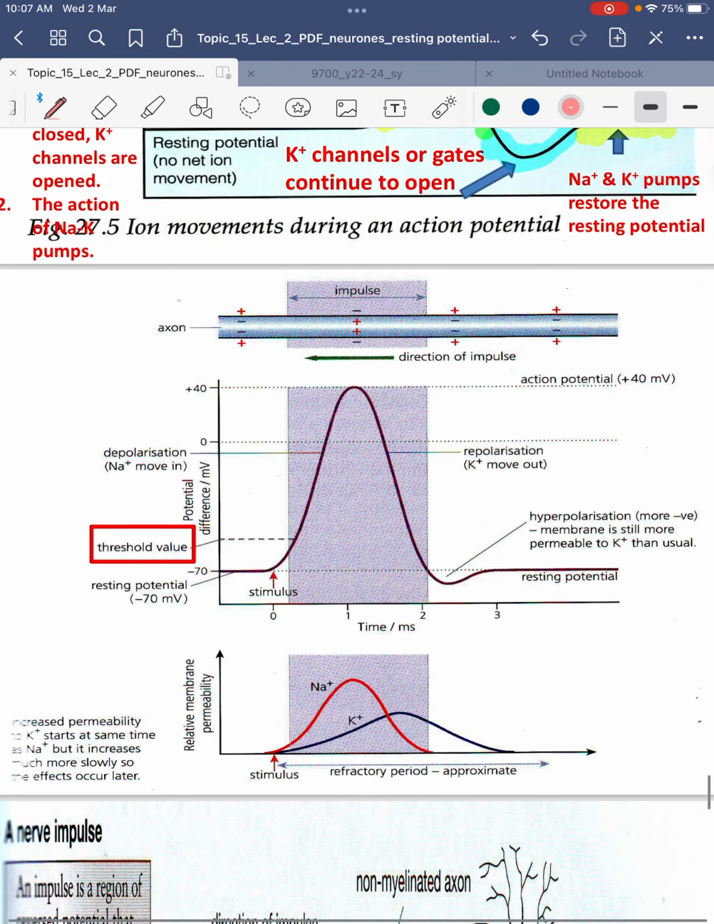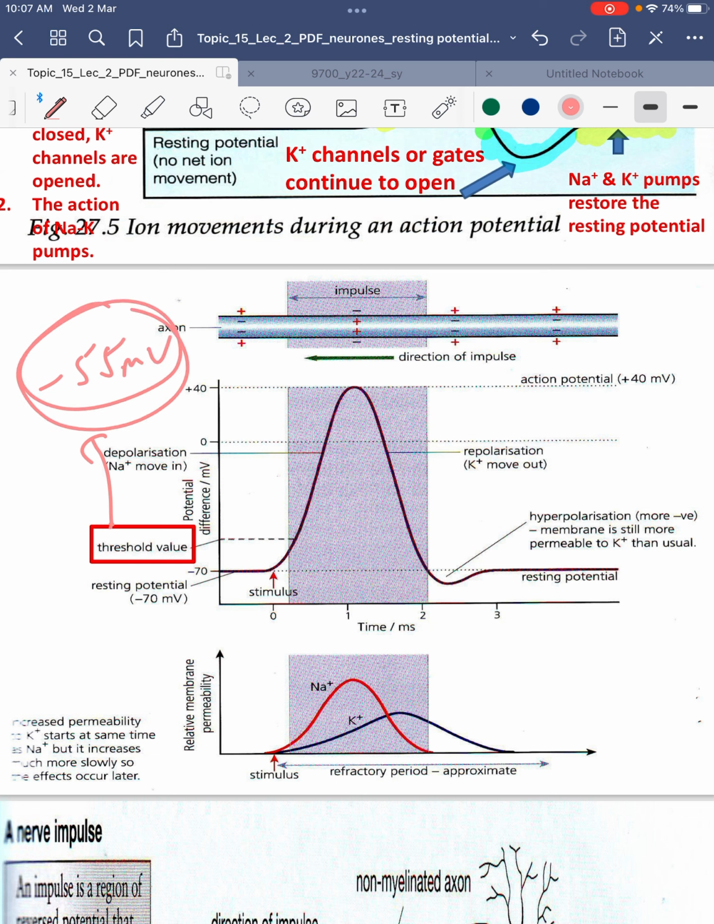Right. So for an action potential to occur, there is a threshold value. Yeah, the threshold value is roughly about minus 55 millivolts, meaning the strength of the stimulus must be strong enough in order for an action potential to occur.